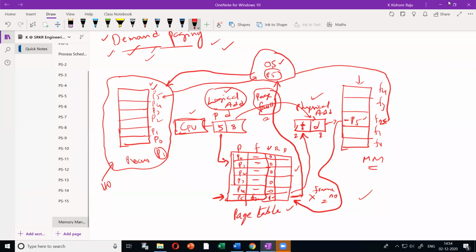Then the frame number will be returned, and the logical address will be converted into a physical address. With this physical address, it will look into the main memory frames, and that fifth page will be executed. So this I call page fault handling in demand paging.